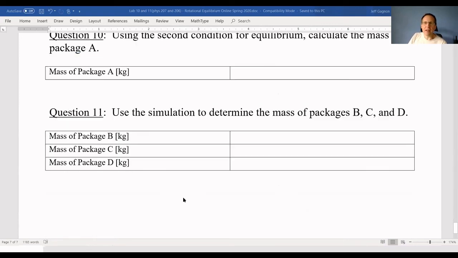And in question 11, you're probably going to have to do some torque calculations, at least in your head. You might have to do this on paper. You don't have to show me them, but whatever method you want to use, right? If you want to just play around with the simulation, I want you to figure out what the mass is of package B, C, and D.